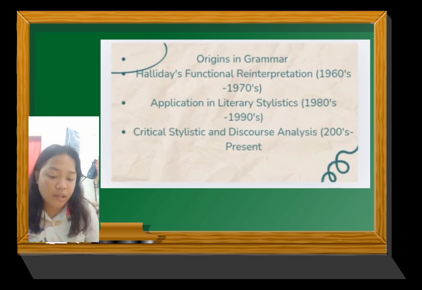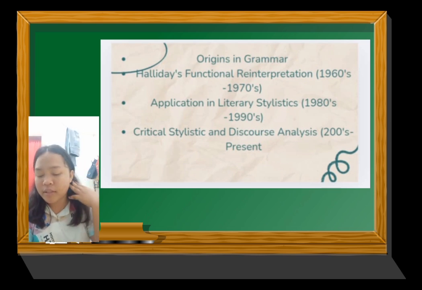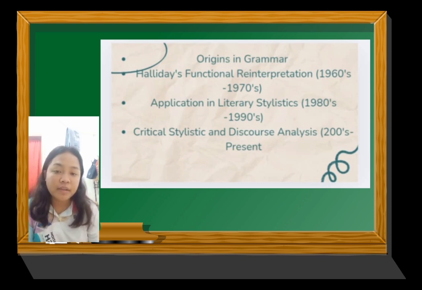Transitivity now involves process type, participants, and circumstances, such as the material process, which is actions and events, the mental process, which is thinking, feeling, and perceiving. We have also the relational process, or being or having, and behavioral, verbal, and existential processes, and others. Style could thus be analyzed through the distribution of process types to uncover worldviews and ideological positioning.